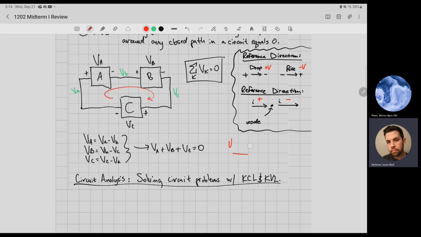Yeah, okay, cool. And then, reference direction is just basically currents that enter a node are considered positive, currents leaving a node are considered negative, right?